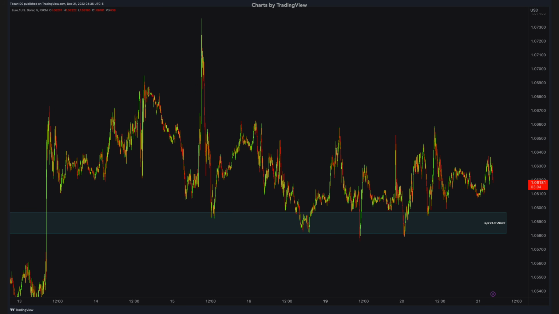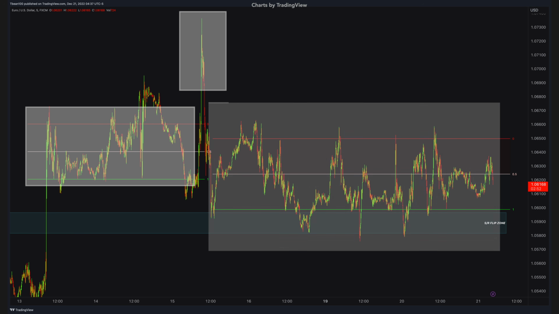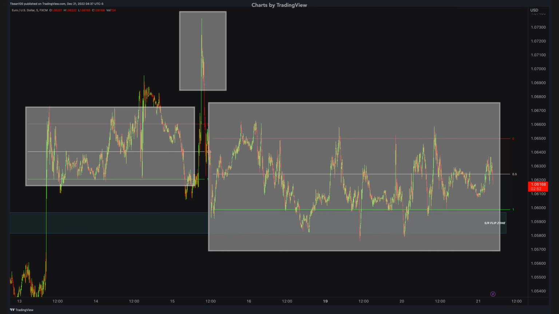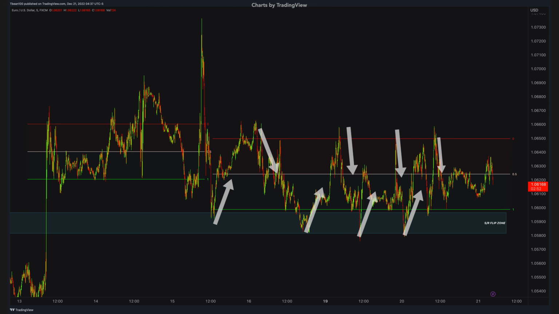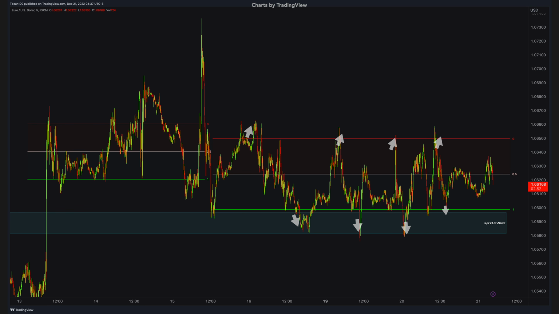Now, in this 5 minutes chart, there is a huge range. However, in my opinion, there are 2 ranges. The one on the left actually turned into a power of 3: accumulation, manipulation, and the expansion. And the range on the right still keeps going. You can easily see how the range keeps pushing the price up and down like a pinball. Let's get close to this range.